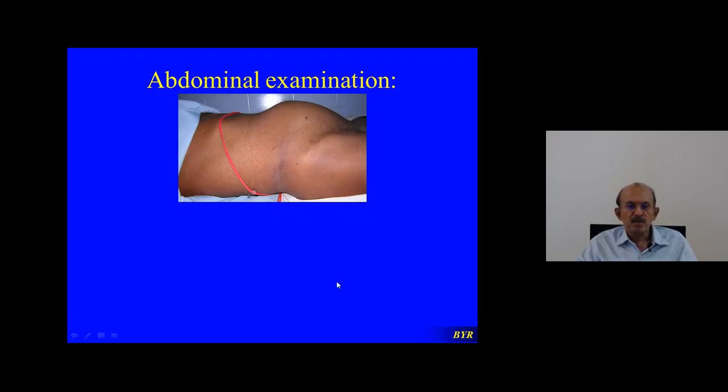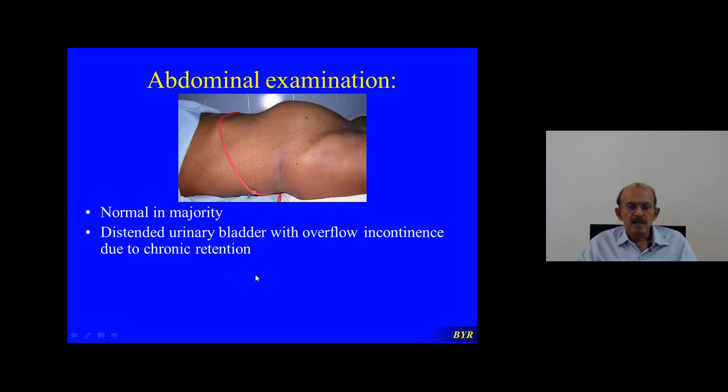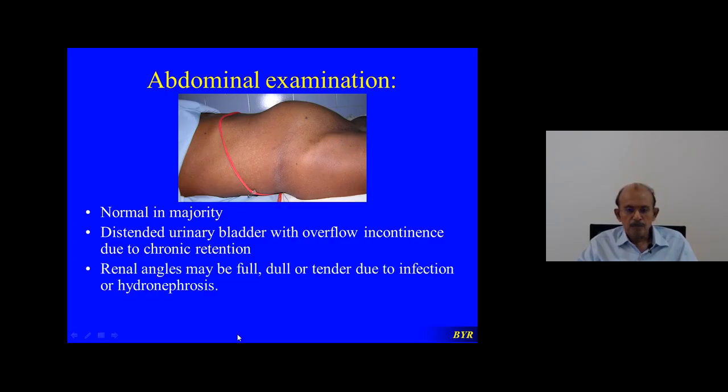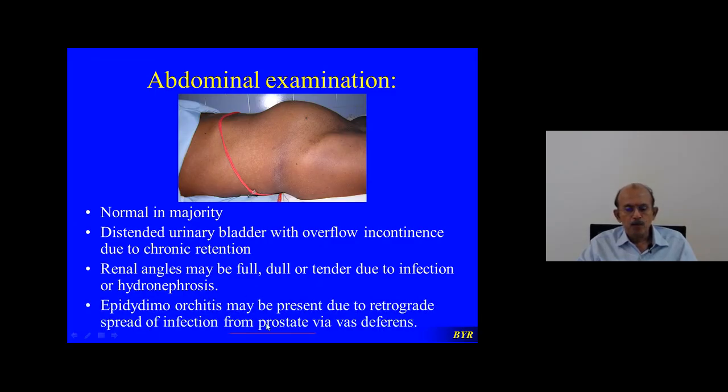Abdominal examination in prostatic hypertrophy may reveal normal findings, no abnormalities detected. There may be a distended bladder with overflow incontinence due to chronic retention. So patients may have chronic retention causing this painless distension of the bladder. Renal angles may be full, dull, or tender due to infection or hydronephrosis. Epididymitis may be present due to retrograde spread of infection from the prostate via the vas deferens.